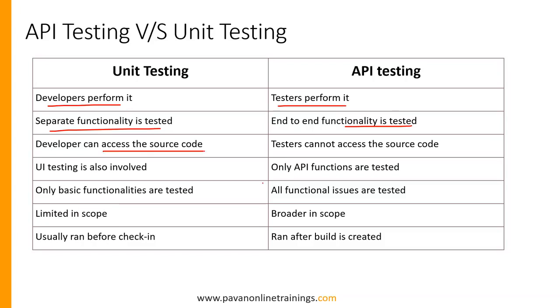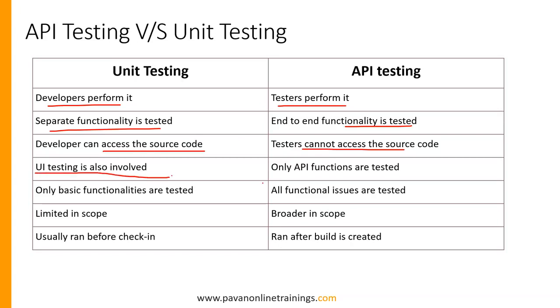And a developer can access the source code. Whatever code they have implemented, they can access that code. But in APIs, testers cannot access the source code of the API. So developers have complete control over the API, but we don't have complete control. We can just send a request, get the response from the API, and validate it.